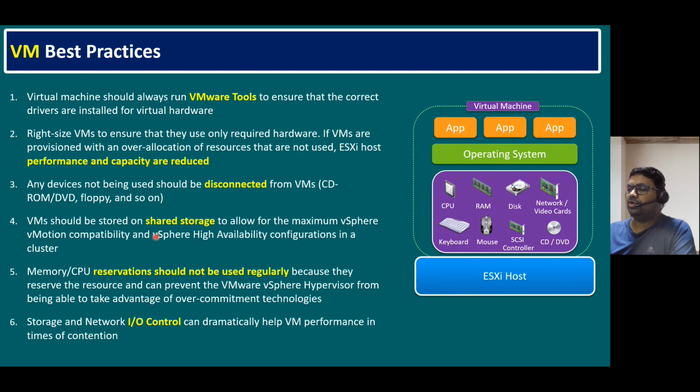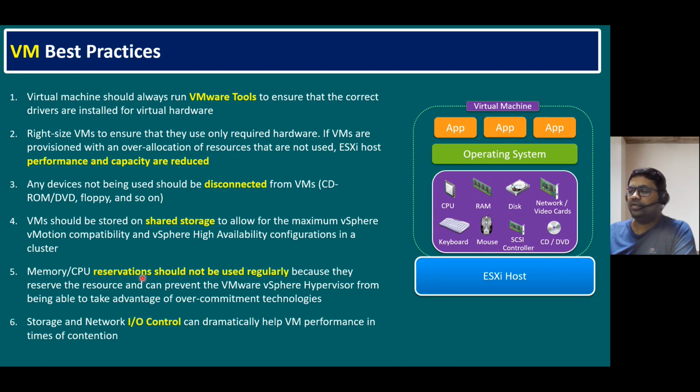And VMs should be stored on shared storage. That is also a recommended best practice. We store them on shared storage to allow for maximum vSphere vMotion compatibility and high availability configurations in a cluster. To configure HA and vMotion, the best recommendation is to have shared storage.